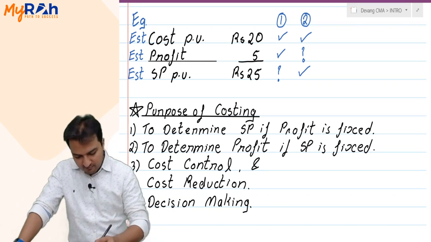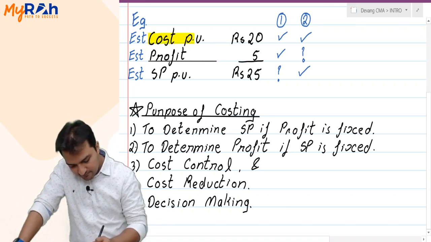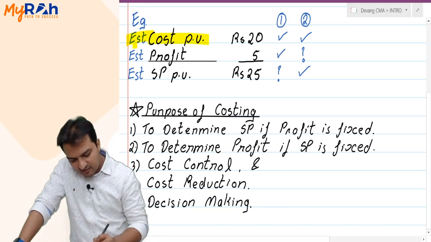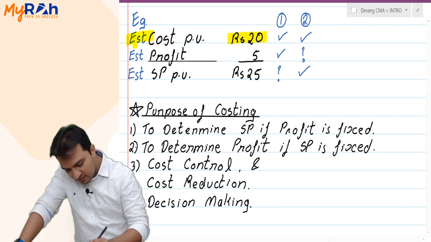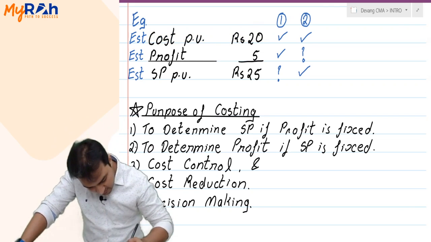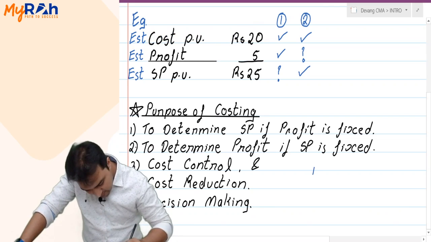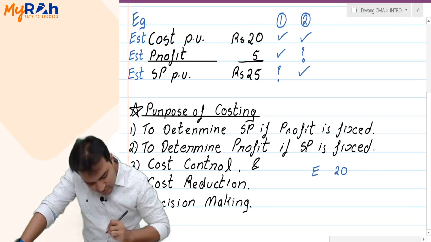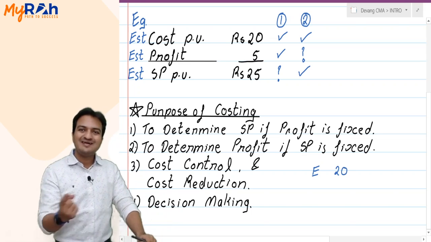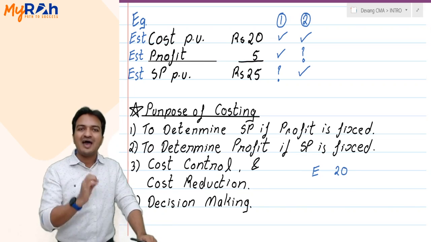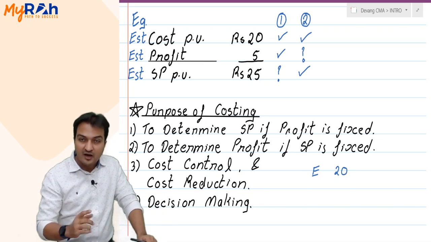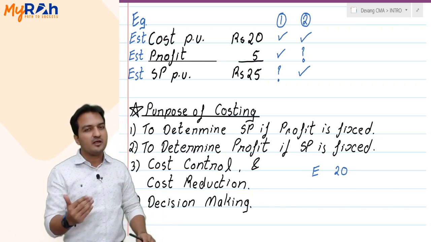Say, in my initial example here, I had estimated my cost per unit as 20. Now, this was my estimated cost per unit. Let me write that again here. My estimated cost was 20 per unit. But when did I make this estimate? I made this estimate at the beginning of the year.